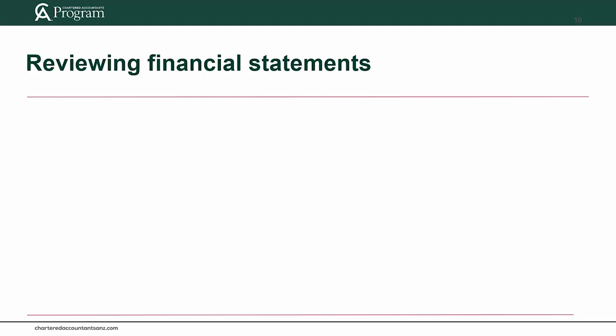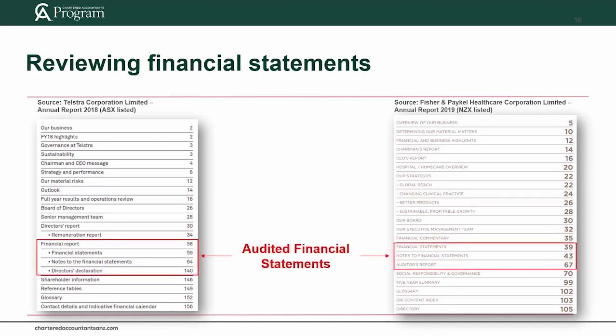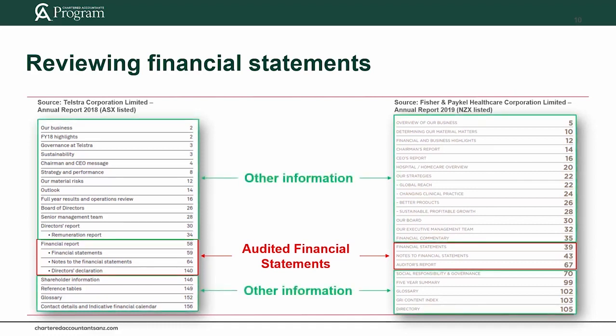Let's look at some examples of annual reports. Here's the contents page of Telstra's annual report, an Australian listed, and Fisher & Paykel Healthcare Corporation's annual report, a New Zealand listed. These sections are the audited financial statements, the section that an auditor's opinion covers and what an auditor provides assurance on. On the other hand, these sections are what we call other information.